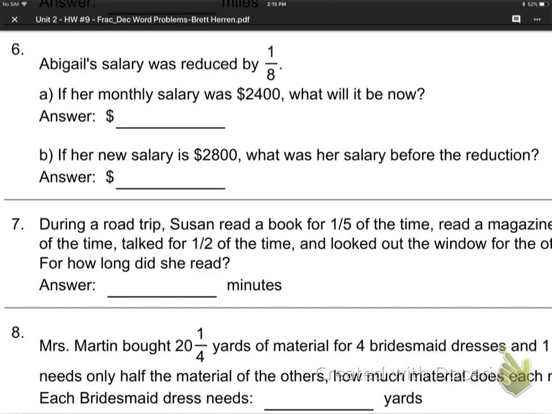Salary. Her salary was reduced by 1/8. If her monthly salary was $2,400, what will it be now? So her salary was reduced by 1/8. Her monthly salary was $2,400. Can you figure out what the new one is? I'll let you do that. I'm sure you can do that. Okay, so if her salary was $2,400 and she reduced it by 1/8, what does that mean you do?